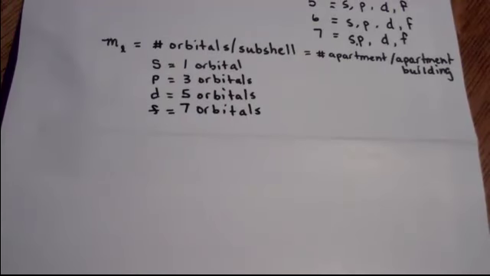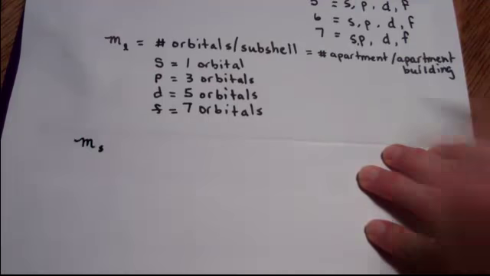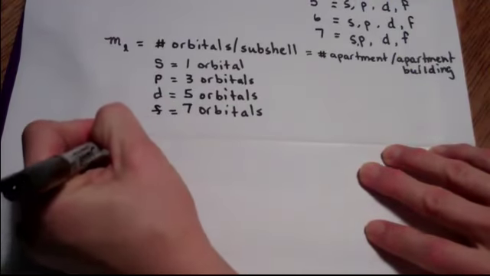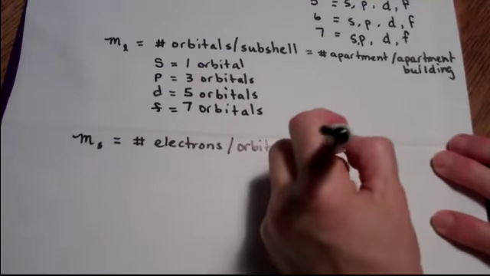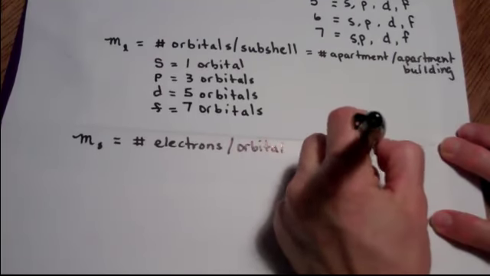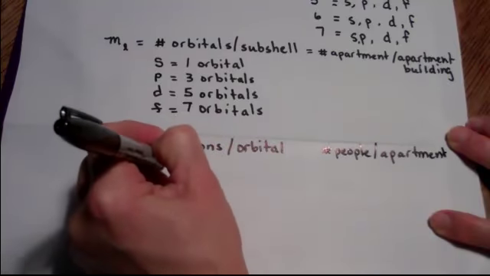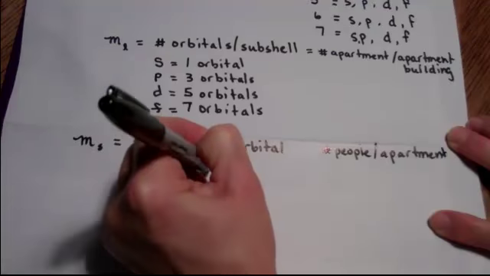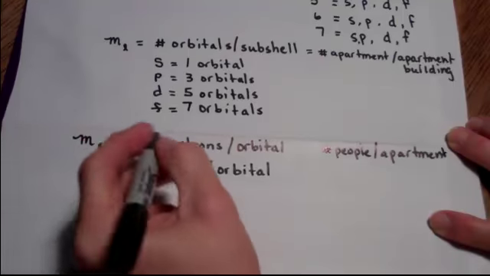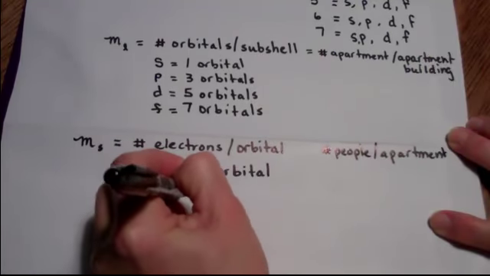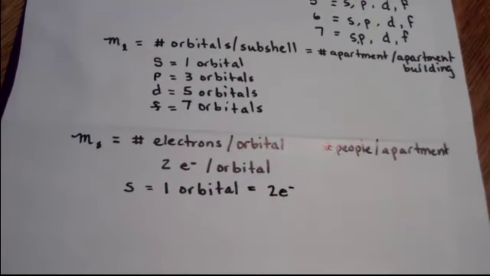And then the final level of complexity, or the last quantum number we talked about, was the m sub s quantum number. And this one represents the number of electrons per orbital. Or this is the number of people per apartment. And so we said that this is maxed out at 2. So you can only have 2 electrons in each orbital. So if we're looking at the s apartment building that has 1 orbital, it can house a total of 2 electrons inside that apartment building.